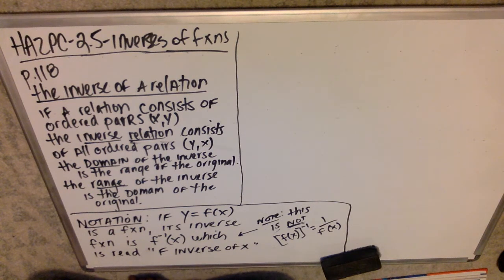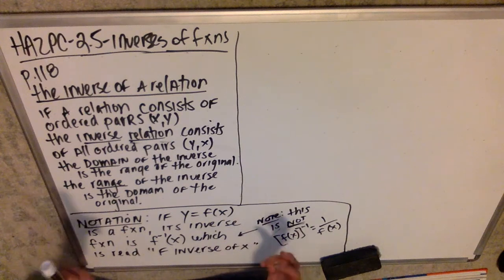If a relation consists of the ordered pairs x comma y, the inverse relation, or the inverse of the relation, you can say either, consists of all ordered pairs y comma x. So the domain of the inverse is the range of the original because the x's and y's got switched. And the range of the inverse is the domain of the original because, again, the x's and y's got switched.